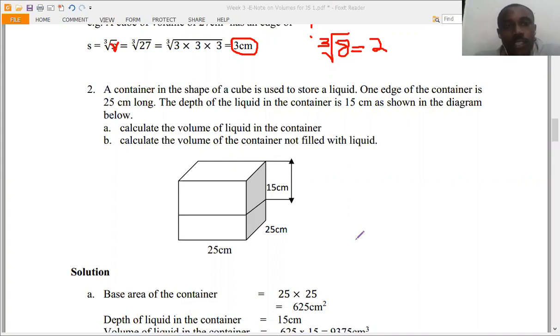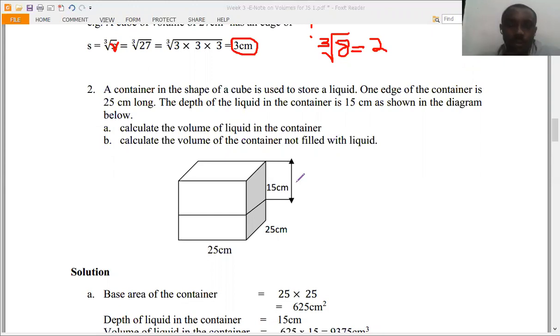All right, example 2. A container in the shape of a cube is used to store a liquid. One edge of the container is 25 centimeters long. The depth of the liquid in the container is 15 centimeters, as shown in the diagram below. A. Calculate the volume of liquid in the container. B. Calculate the volume of the container not filled with liquid.